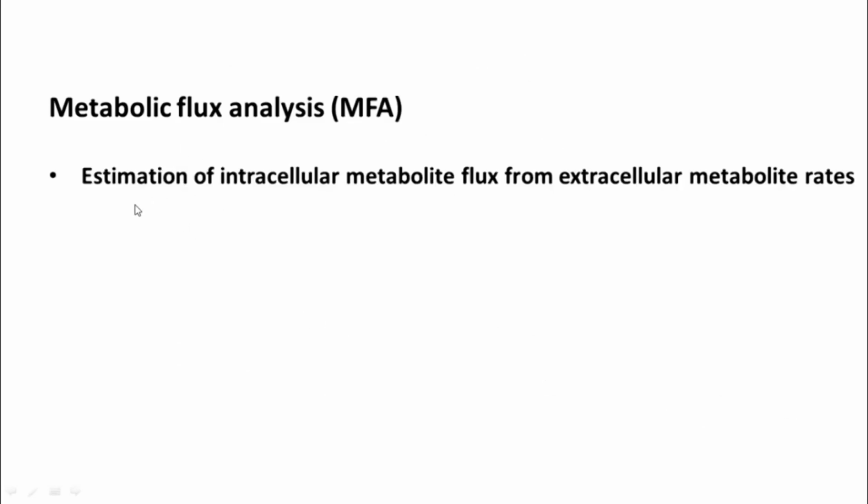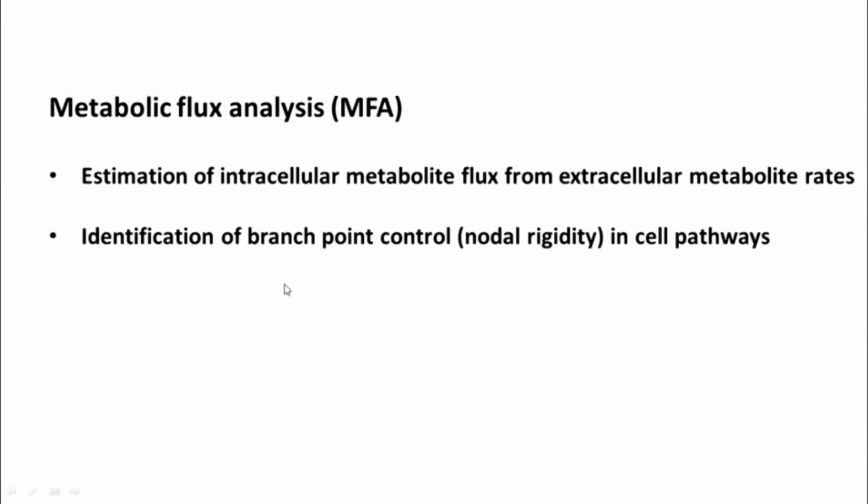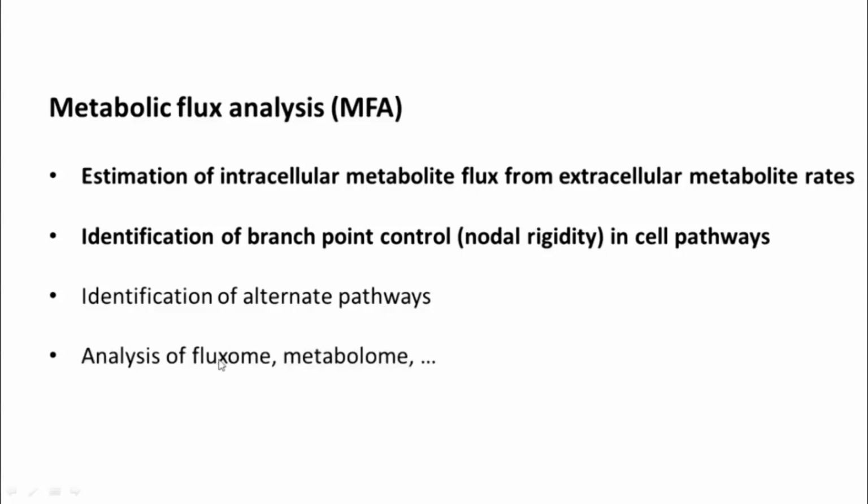Estimation of intracellular metabolite flux from extracellular metabolite rates. Extracellular metabolites can be measured by some of the methods that we talked about in an earlier module, in module 3. So by measuring those, we can get an estimate of the intracellular metabolite flux, right? The rates at which things are going on inside the cell. Identification of branch point control nodal rigidity in cell pathways, this can be done. Identification of alternate pathways can be done. Analysis of fluxome, metabolome and many omes can be done.